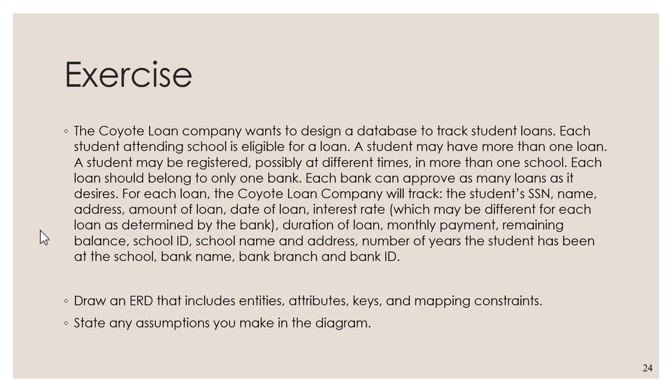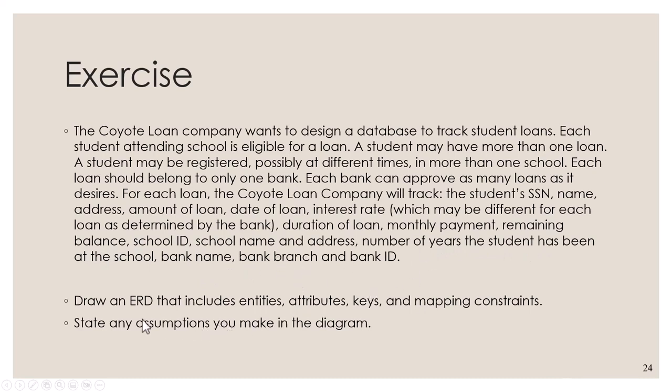For each loan, the Coyote Loan Company will track the student's social security number, the name, address, amount of loan, date of loan, the interest rate, which may be different for each loan, and duration of the loan, monthly payment, remaining balance, school ID, school name, address, number of years the student has been in school, bank name, bank branch, and the bank ID.